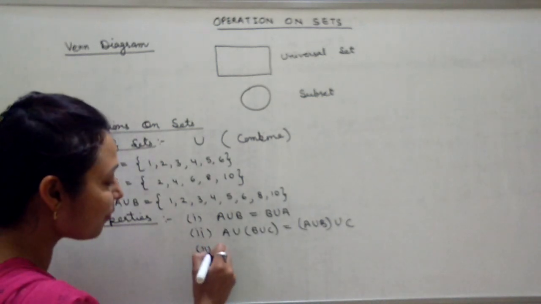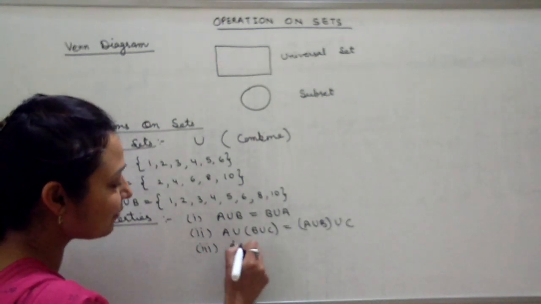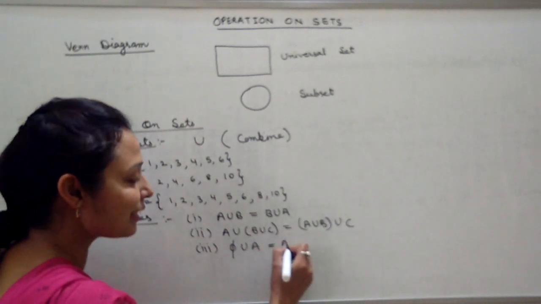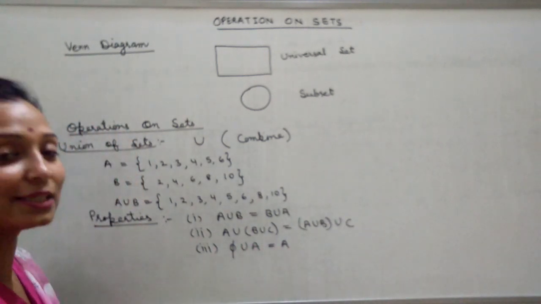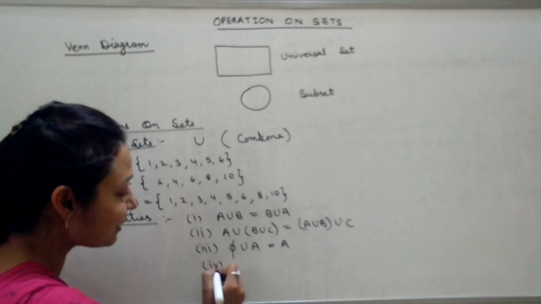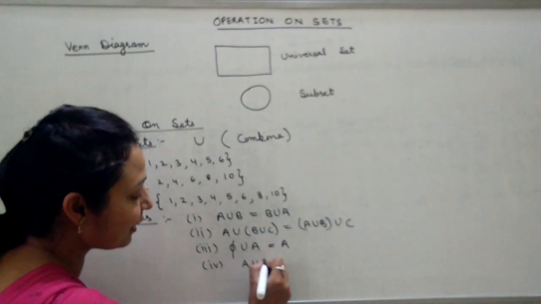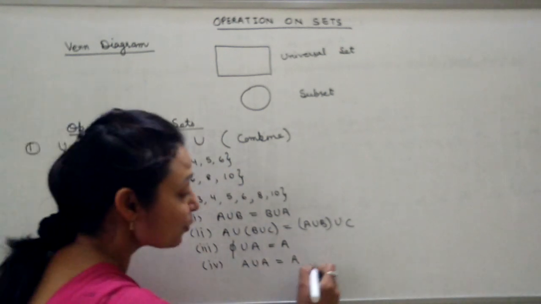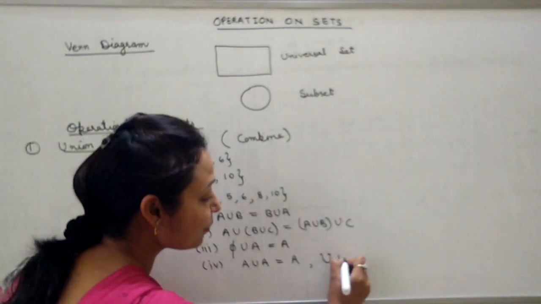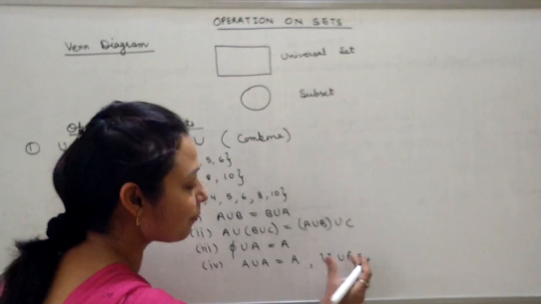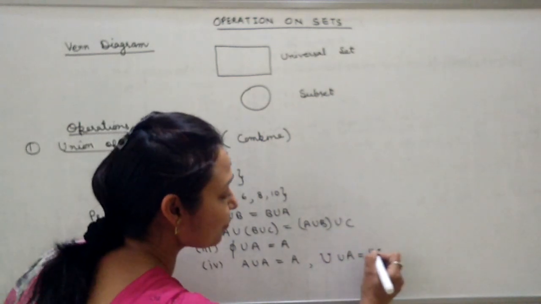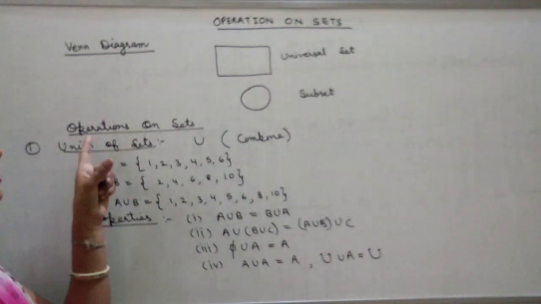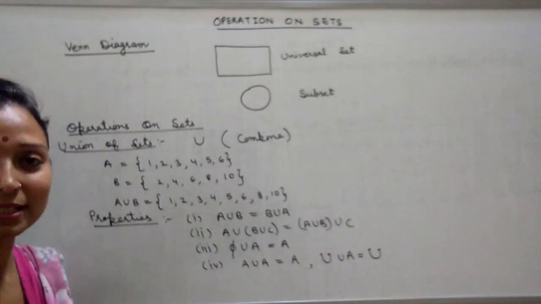Now come to the third property. It says that if phi union A, you have to combine these two, so you always get A. The fourth property says that A union A is equal to A, and universal set union A is always, when you combine these two sets, the universal set. Okay, so these are the properties of the union operation on sets.